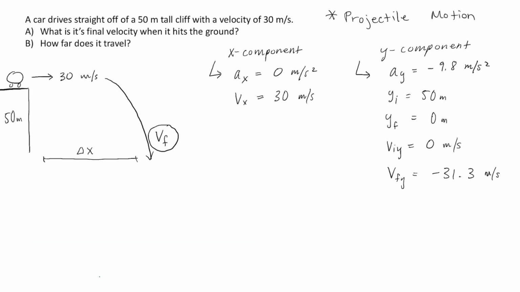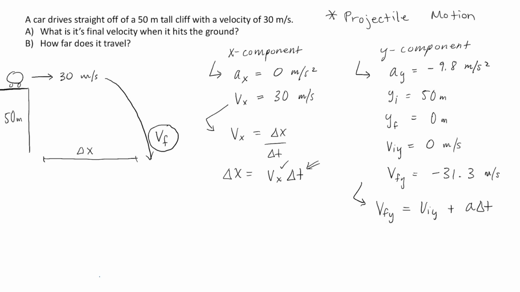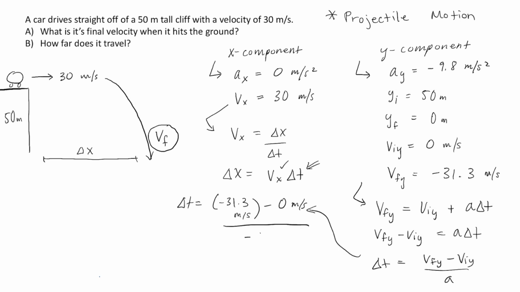Now let's figure out how far the car traveled from the base of the cliff. Looking at our x component, we know that the x component is uniform motion. So we can use the Vx is equal to delta x divided by delta t equation. All we will have to do is rearrange for delta x. Now we have Vx, but we're missing delta t. So let's use our y component to find delta t. Based on what we have, the easiest equation to use would be our Vfy is equal to Viy plus a delta t kinematic equation. All we have to do is rearrange and isolate for delta t, and what we find is that delta t is equal to about 3.2 seconds.